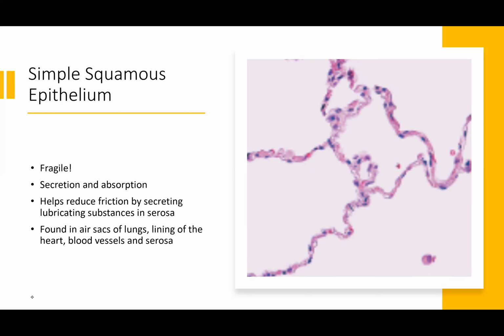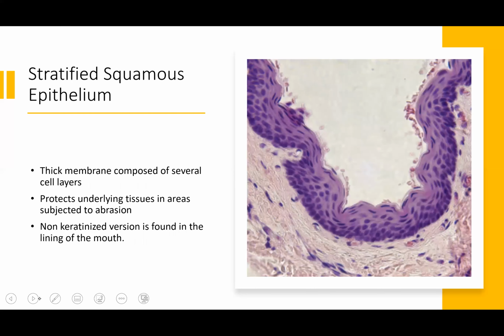And another thing that it does is it's going to help reduce friction by secreting lubricating substances in the serosa. And that's really important because we don't want our organs rubbing up against each other because that could be pretty detrimental. Next up is stratified squamous epithelium.